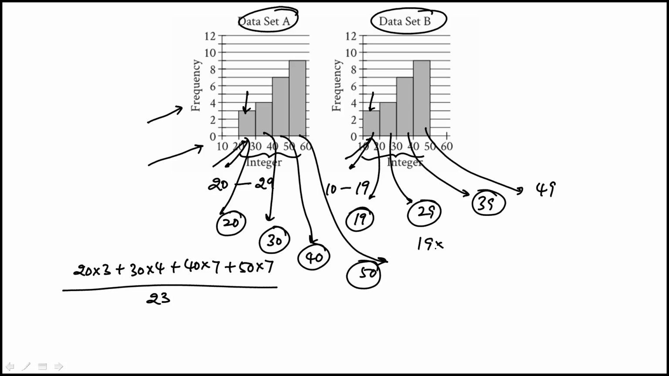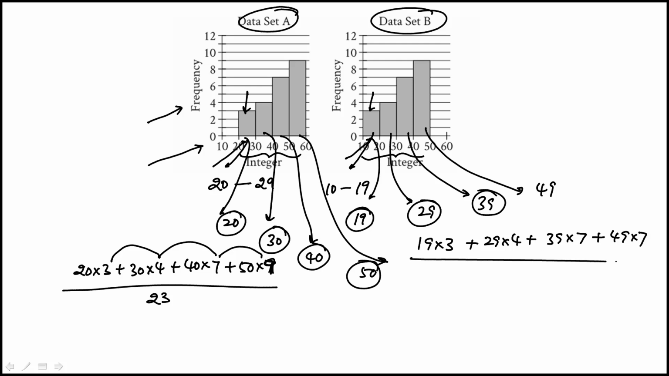Same thing I'm going to do here, and you'll see that their sums are as close as I could make them. 29 times 4, 39 times 7, and actually this needs to be 9, because you'll see 9 plus 7, 16, plus 4, 20, plus 3, 23, as it should be. And then 49 times 7. And you're looking to find this difference.